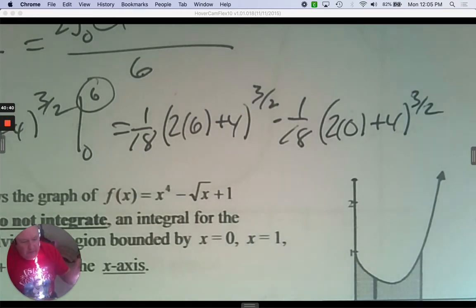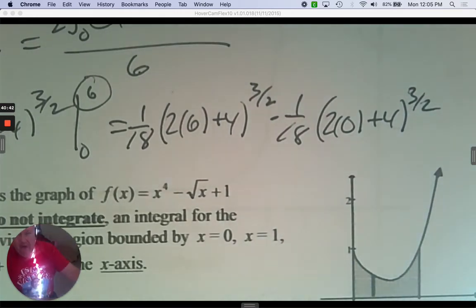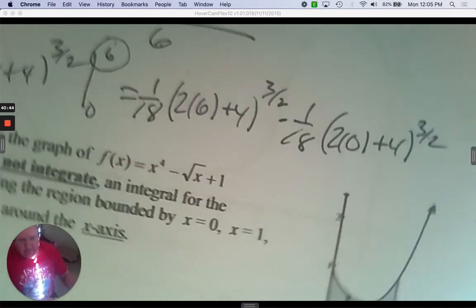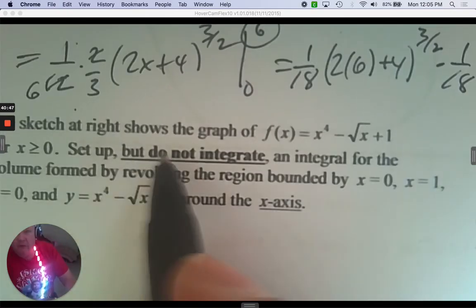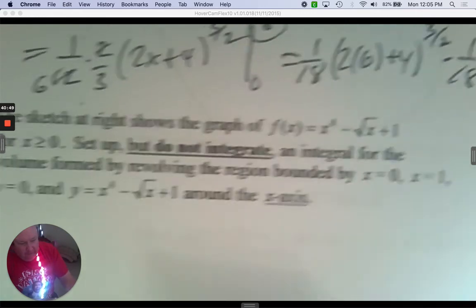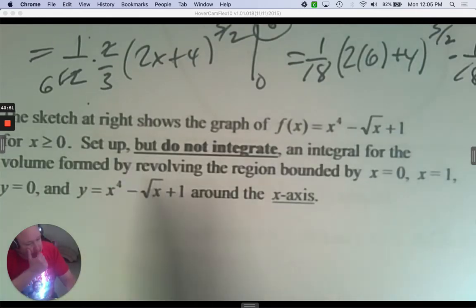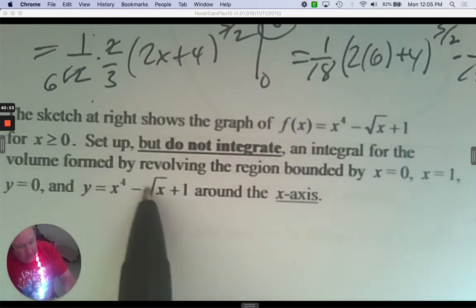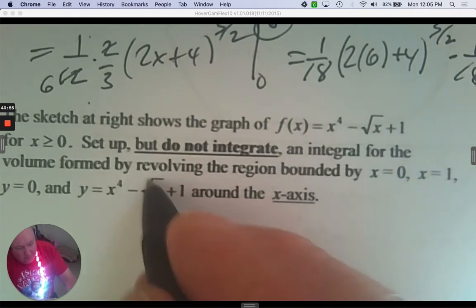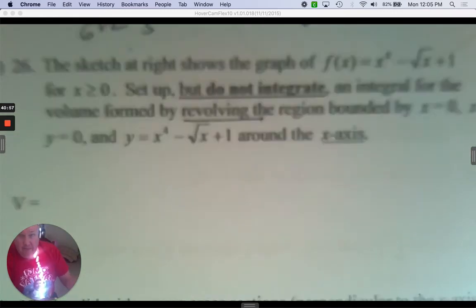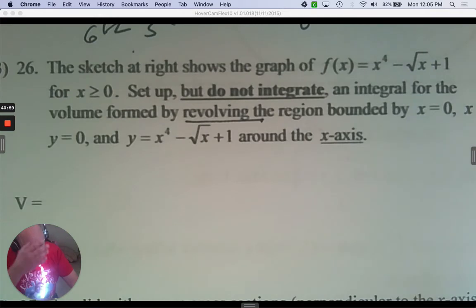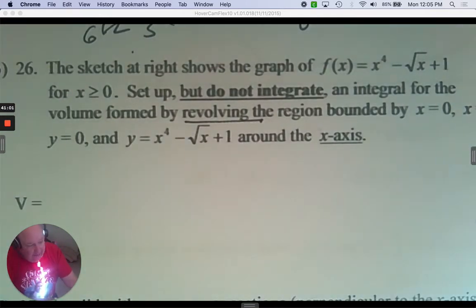For number 26, again, press pause, look at it, think about it, try your best, then press play. The sketch at the right shows the graph of this, and it says, set up but don't integrate an integral for the volume formed by revolving the region. Now the word revolving means it's going to be a circle. And we're revolving it around the x-axis.